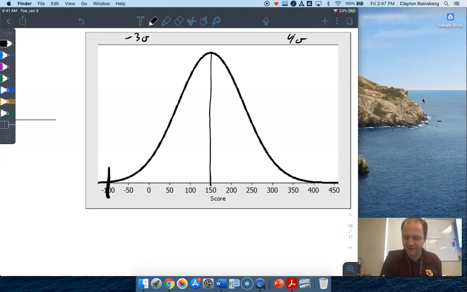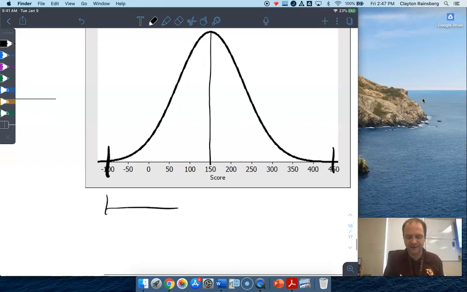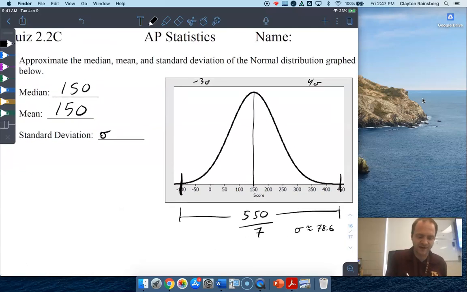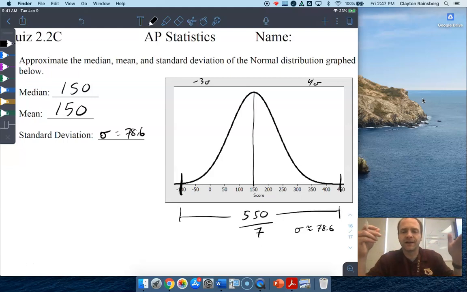So from here to here, I'm saying is 7 standard deviations. Well, numerically, from -100 to 450, that is a total distance of 550. I'm going to take that number, 550, and divide it by my 7. And when I do that, I'm going to get close to about 78.6. So each standard deviation is approximately 78.6. And you could say, hey, maybe each standard deviation is approximately 80. I'm going to say it's 78.6 because, you know what? I like perfection. So that is this one.